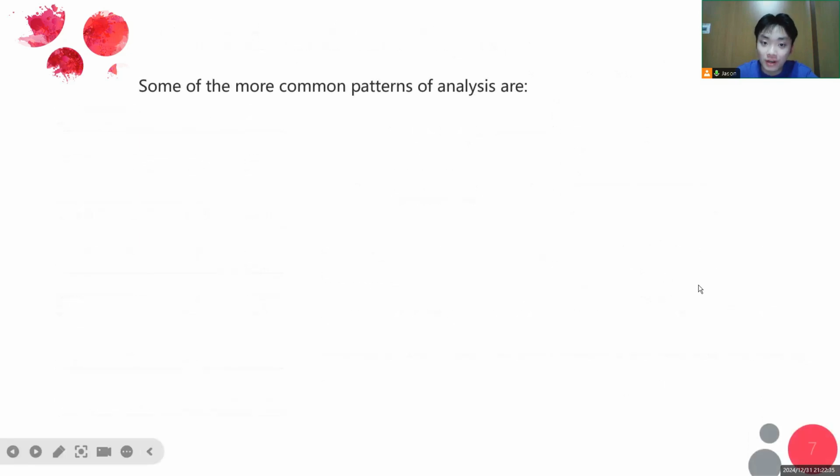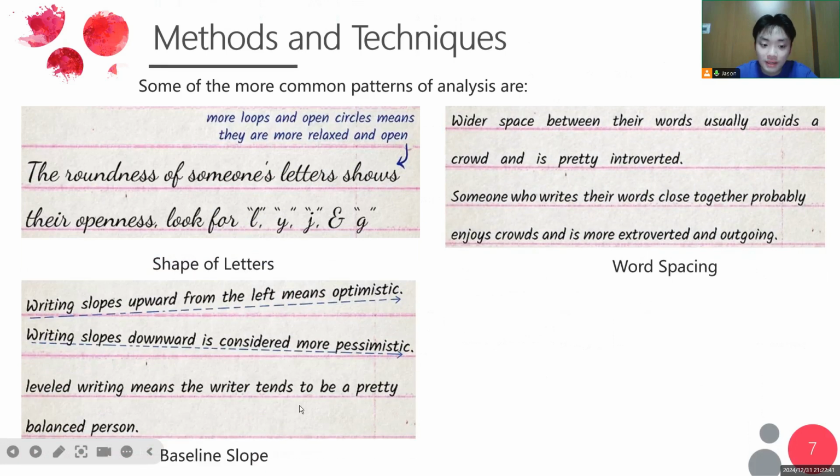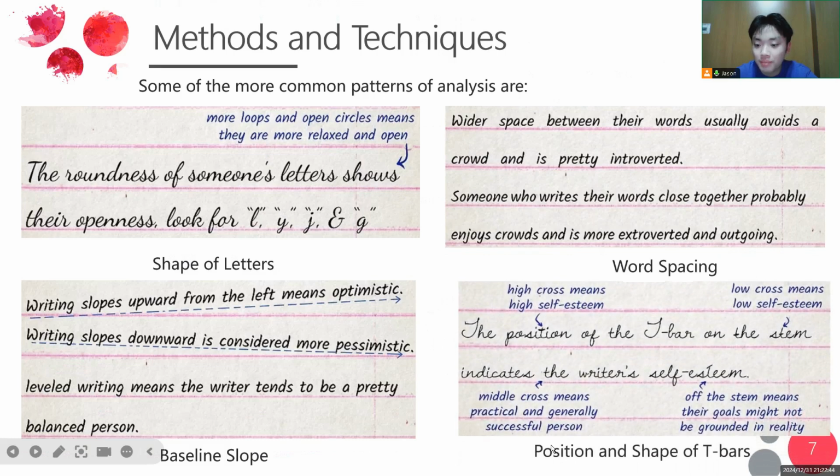Okay, and there are more common patterns of analysis: the shape of the letters, word spacing, the baseline slope, and the positions and shape of T bars. For the baseline, if we have a baseline on the paper, we would simply write horizontally, not upward or downward. For the shape of letters, more loops and open circles mean they are more relaxed and open. Wider spaces between words usually mean avoiding crowds and being pretty introverted. And for T bars, a high cross means high self-esteem, a low one means low self-esteem.